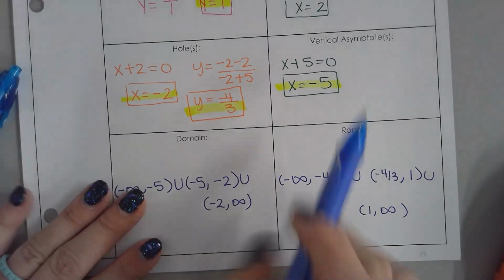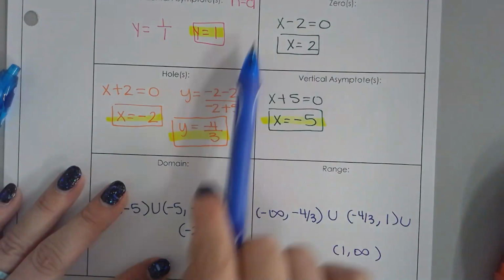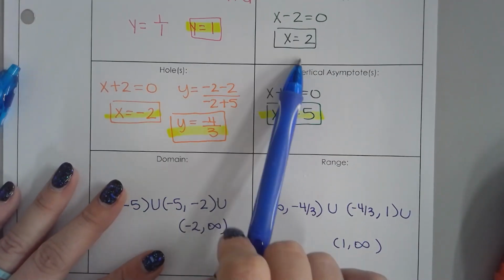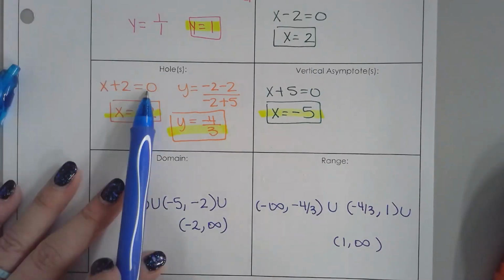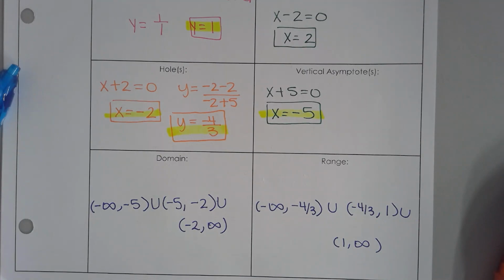Your zeros, be careful. Your zeros, you might see x equals 2 and try to put a break at 2. Your x-intercepts aren't a break. Only the holes and asymptotes cause you to have a break in your domain and range.